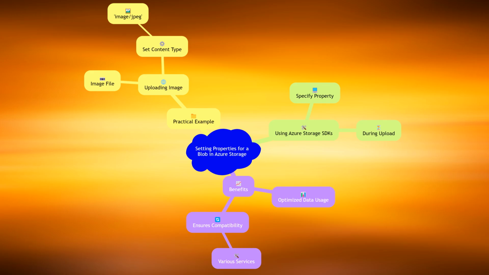Let's consider a practical example of setting properties for a blob in Azure Storage. Suppose you are uploading an image file and want to set its content type to image/JPEG. Using Azure Storage SDKs, you can specify this property during the upload process. This ensures that any application retrieving the image knows how to handle it correctly. Setting properties like content type is crucial for optimizing data usage and ensuring compatibility with various services.